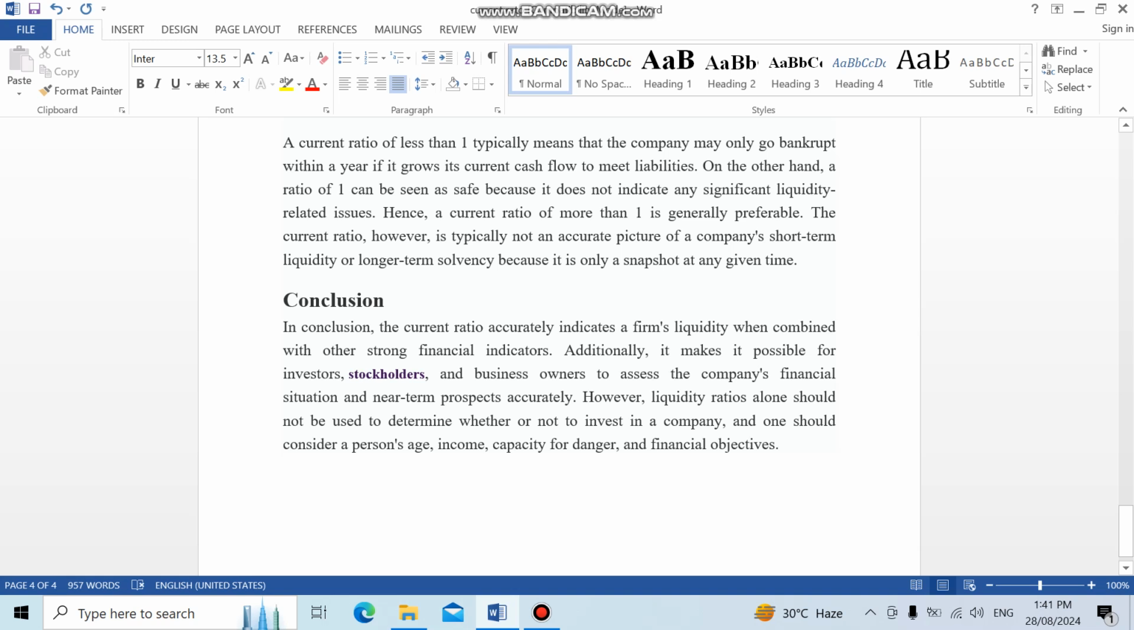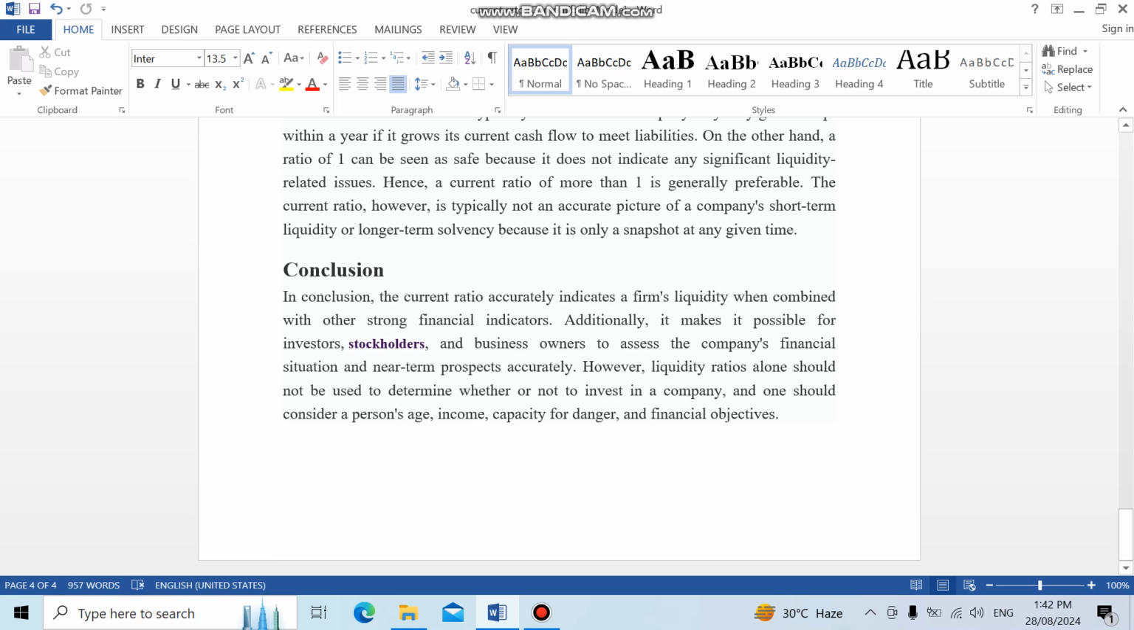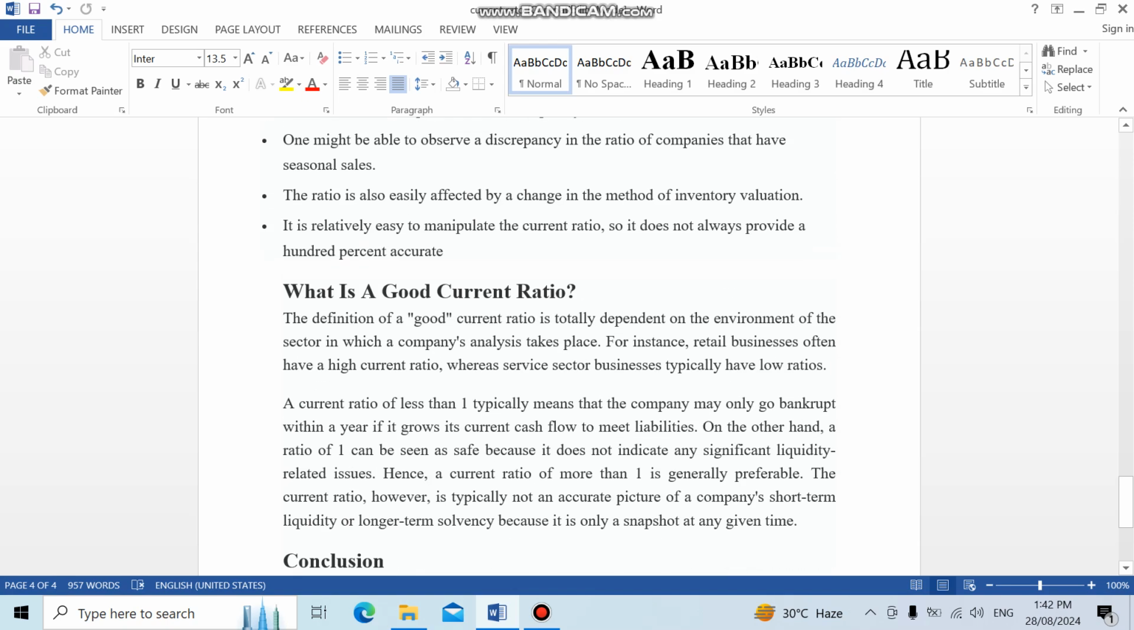Now, what is the conclusion with all this, what we have learned? In conclusion, the current ratio accurately indicates a firm's liquidity when combined with other strong financial indicators. Additionally, it makes it possible for investors, stockholders, and business owners to easily assess the company's financial situation and near-term prospects, like in the short term. However, liquidity ratios alone should not be used to determine whether or not to invest in a company, and one should consider a person's age, income, capacity for danger, and financial objectives.